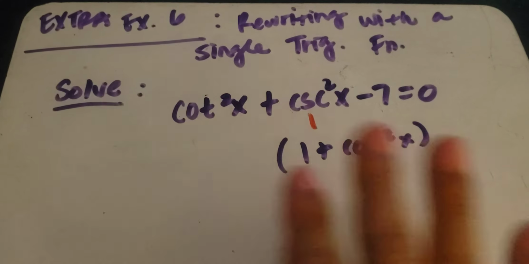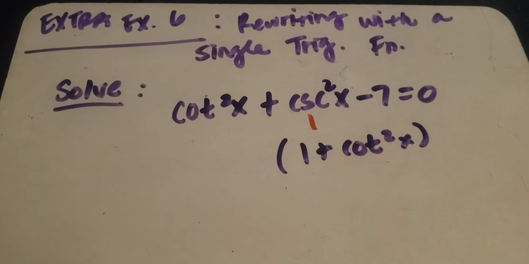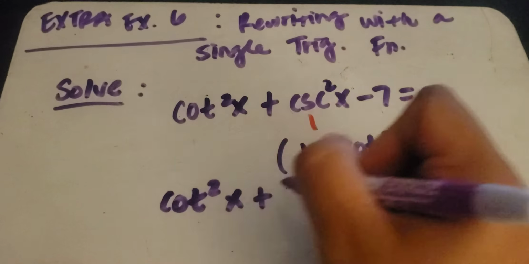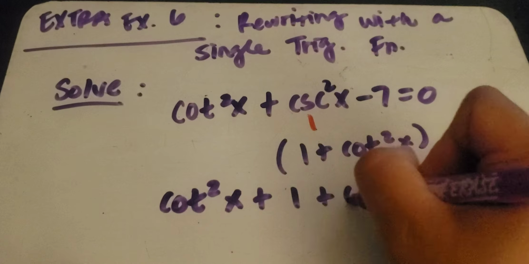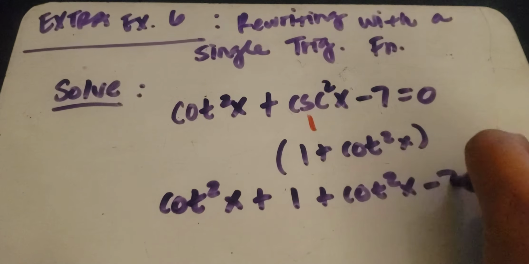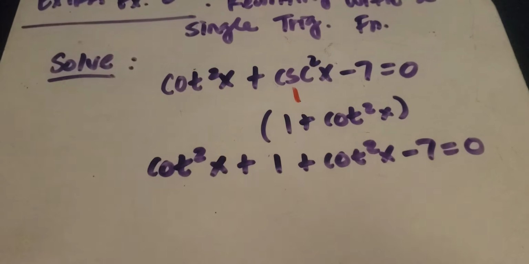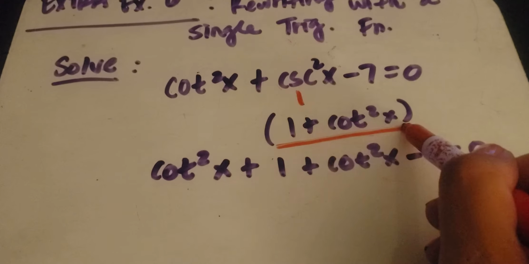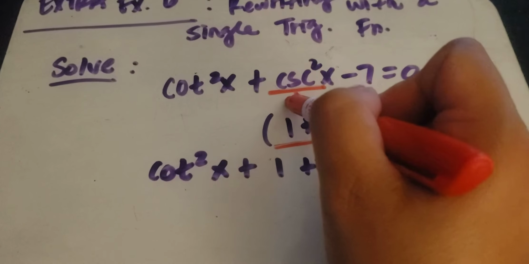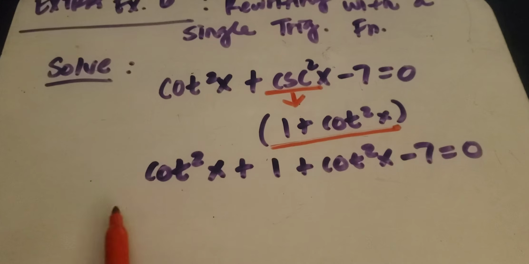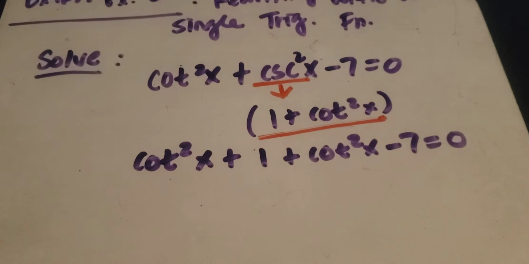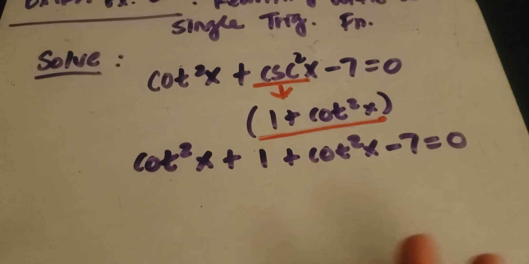So if I do that, I can rewrite it as cotangent squared of x plus 1 plus cotangent squared of x minus 7 equals 0. Again, I just applied the trig identity, so I replaced cosecant squared with 1 plus cotangent squared x. Now if you look at our equation, we're working all with cotangent, which is really nice. Our goal is to isolate the trig function.